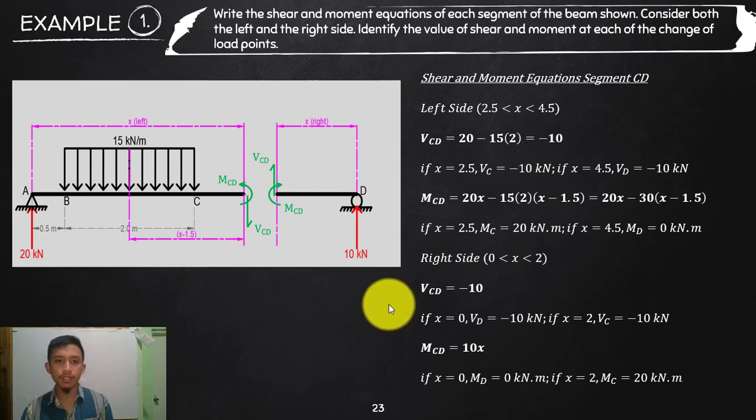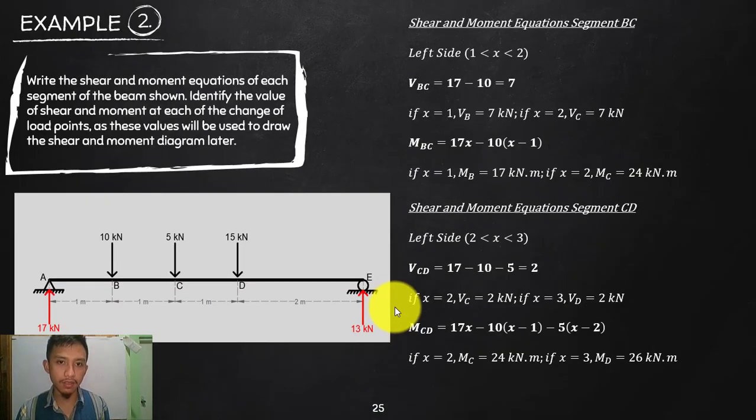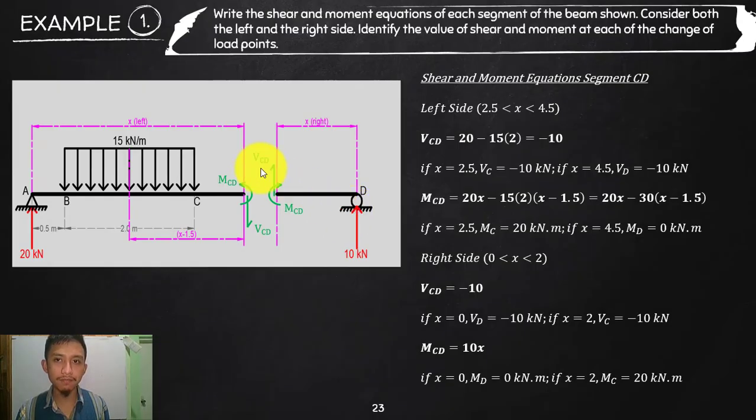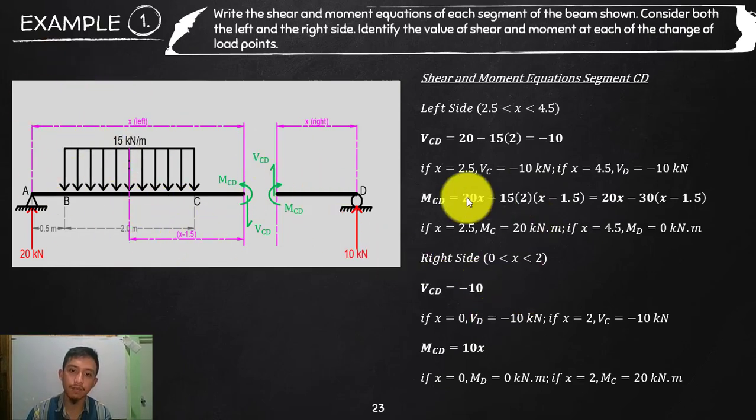Okay, so that is your moment equation. I will not yet be drawing the diagram. For this example, it is only for me to explain how to establish your equations. Showing you that considering the left side and right side, even if we have different values and different equations, will be giving us the same.